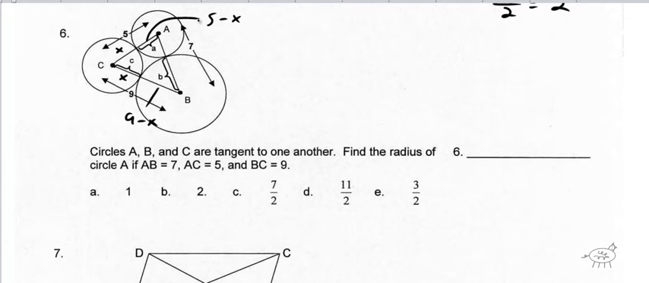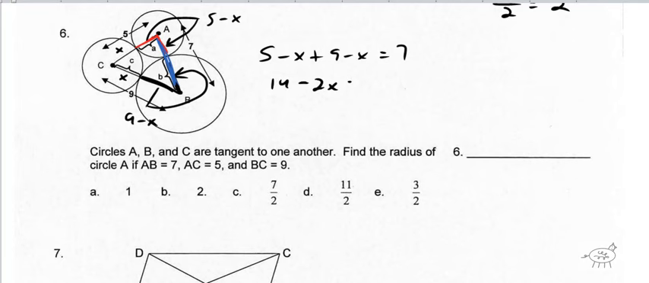Well, this is also 5 minus x here, and this is also 9 minus x there, isn't it? Because again, there's one radius and there's another radius of that circle. They're congruent. And here's the radius of that circle and the radius of that circle, and they're congruent. So that's why they're both 5 minus x. The beauty of that is this distance right here is 7. So I can say 5 minus x plus 9 minus x equals 7. So I get 14 minus 2x equals 7. Negative 2x equals negative 7. x equals 7 halves.